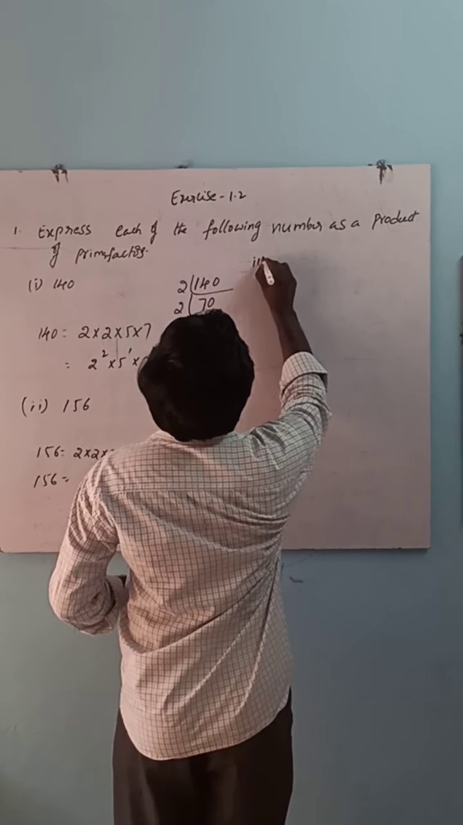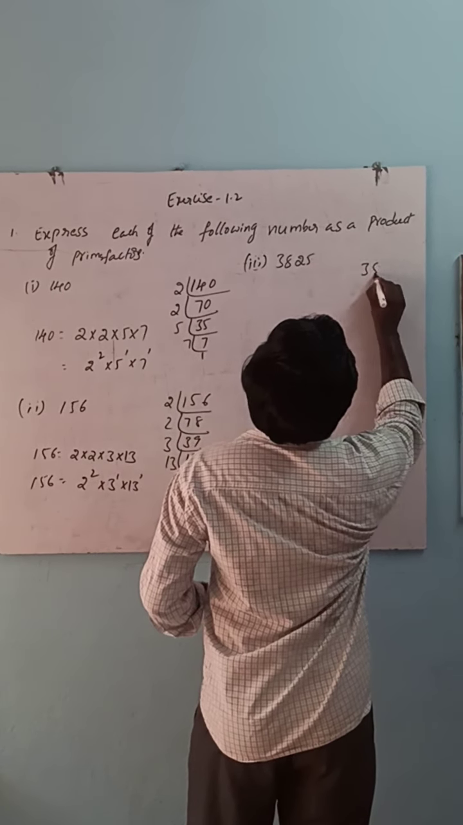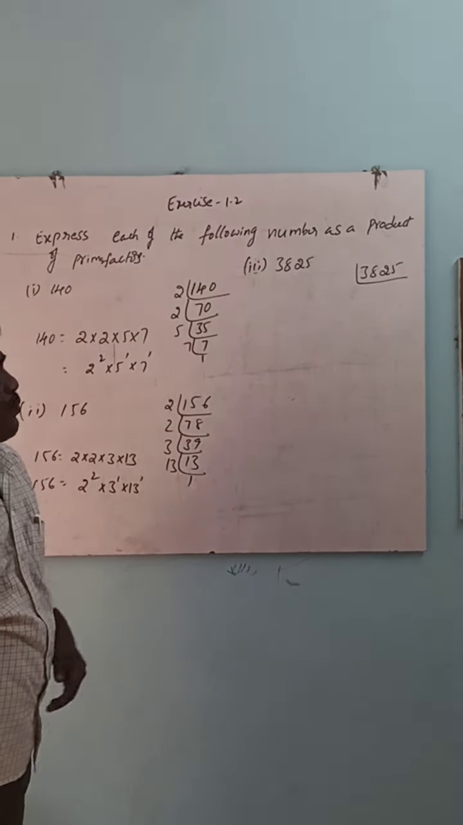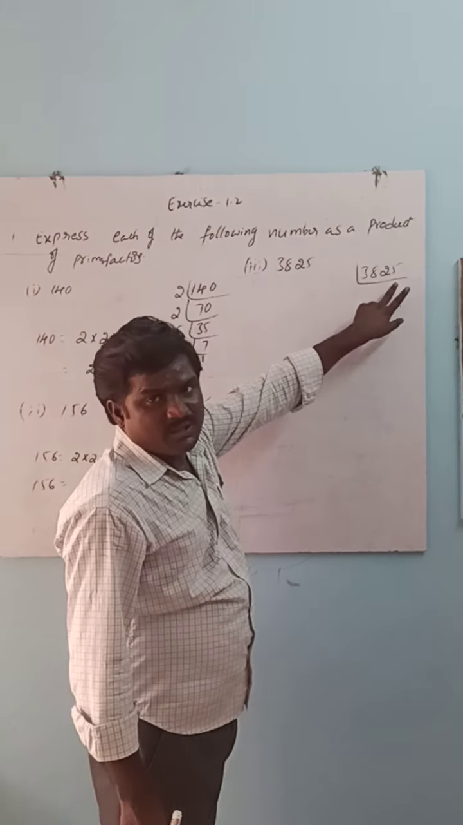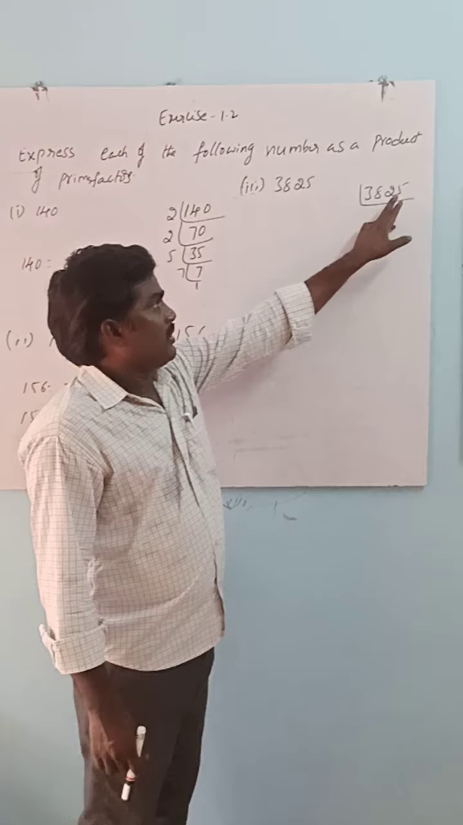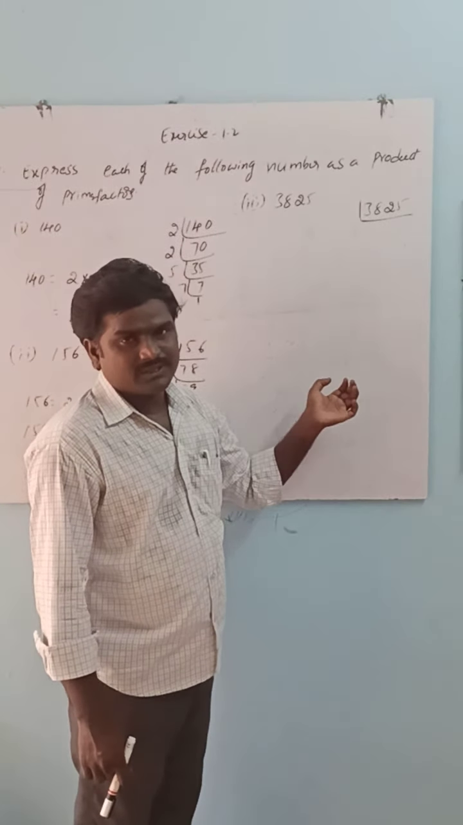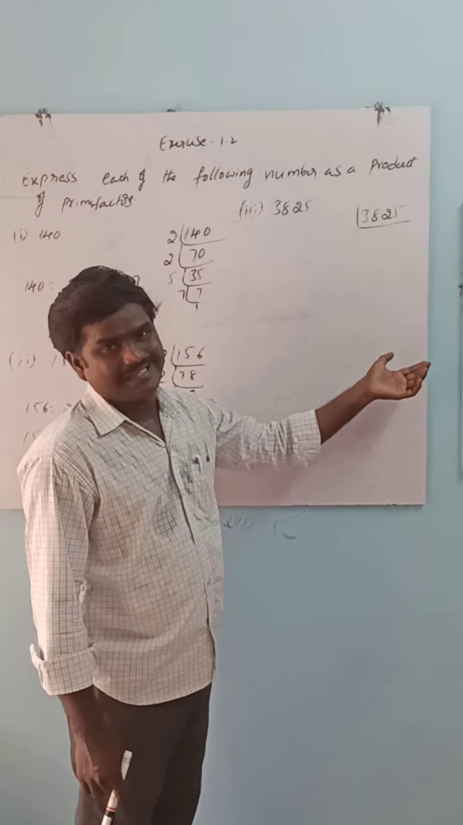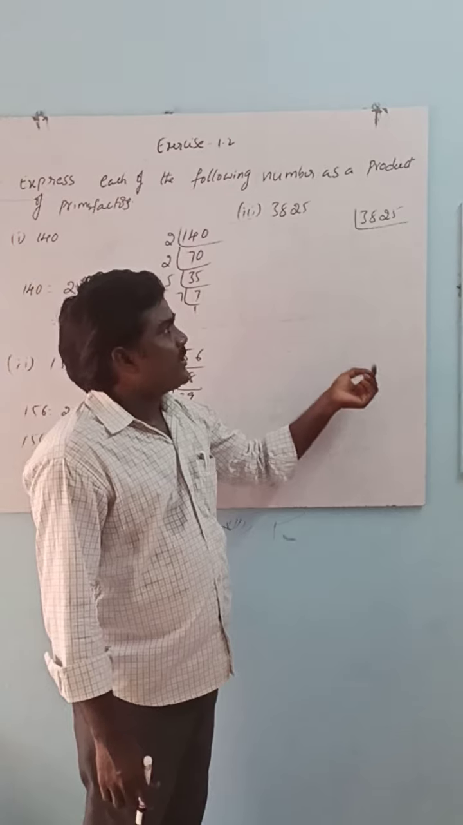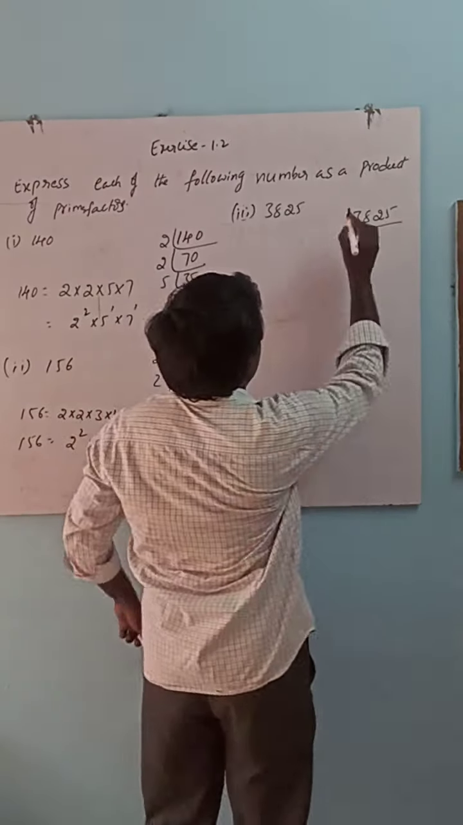Okay. So next, third one: 3825. What is the least prime number? 2. So 2 does not divide the given number. Why? The last digit is 5. A number which is divisible by 2 has unit digit 0, 2, 4, 6, 8. But here the unit digit is 5. What is the divisibility rule for 5? A number whose unit digit is either 5 or 0. Now we can divide with 5.